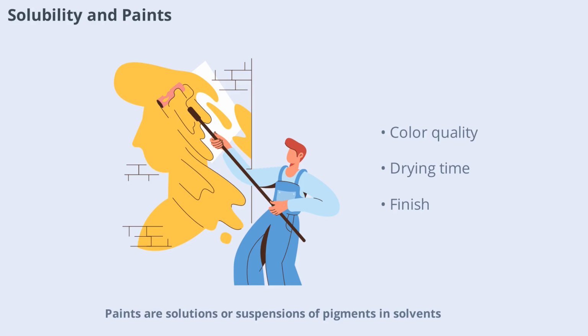Paints are solutions or suspensions of pigments in solvents. The solubility of pigments and binders affects color, drying time, and finish. Understanding solubility ensures beautiful, long-lasting paint jobs in art and construction.